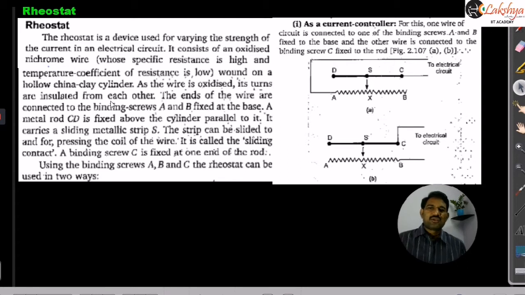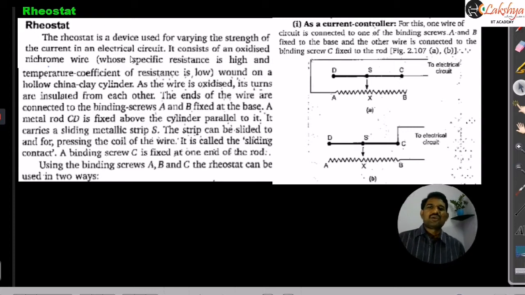So a rheostat is a device used to control the current, or we can control the potential difference. That means we can apply a desired potential difference, or we can allow the desired current in that circuit. It's simply a variable resistor. A rheostat is nothing but a variable resistor. And we know the circuit symbol for this rheostat also.